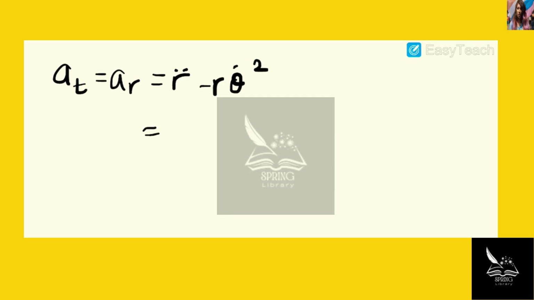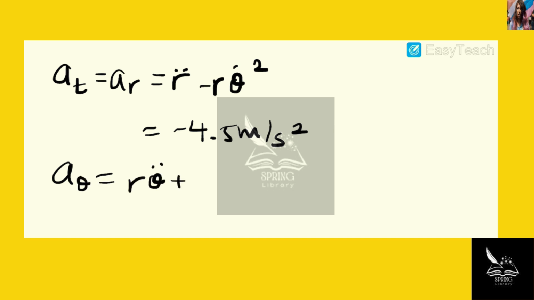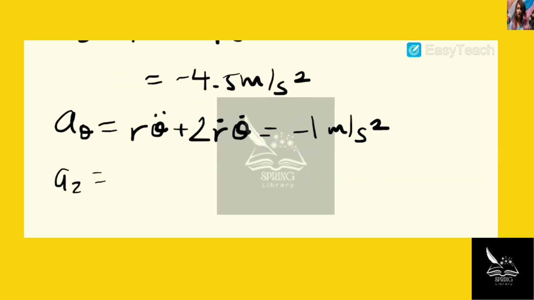So now we can go ahead and solve for our accelerations in the r, theta, and z directions. So we know that a r is equal to r double dot minus r theta dot squared. And this gives us negative 4.5 meters per second squared. We know that a theta is equal to r theta double dot plus 2 r dot theta dot, and that's equal to negative 1 meters per second squared. And that a z, which is equal to z double dot, is just equal to 0.